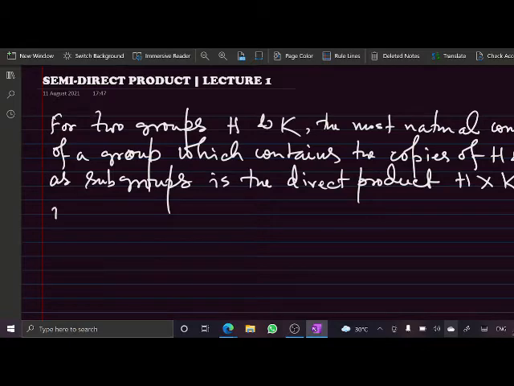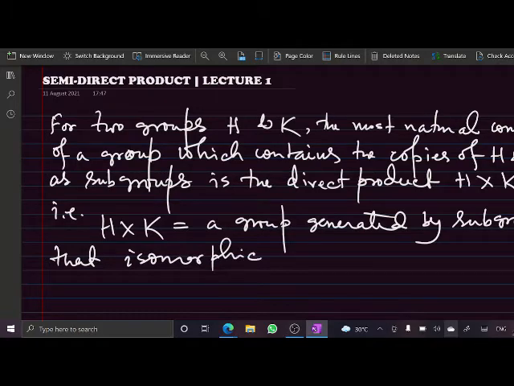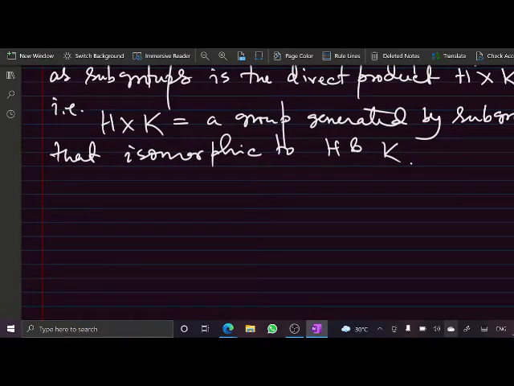That is, one may think that H cross K is a group generated by subgroups that are isomorphic to H and K. Right? If you have any two groups, you can always construct their direct product. Okay?